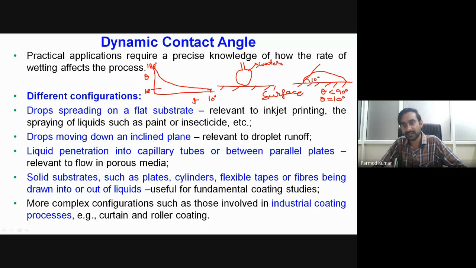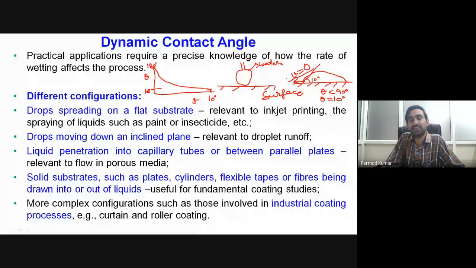While the contact line is advancing, it will have some contact line velocity. Initially we will have some different value of the contact line velocity, and as it keeps advancing, finally it reaches the equilibrium state. Corresponding to the equilibrium state, the contact line velocity becomes equal to 0. Now we may have a large number of engineering phenomena where this type of process is happening.